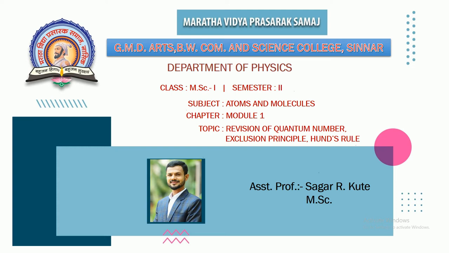In this lecture we will discuss module 1: revision of quantum numbers, the exclusion principle and Hund's rule. Now, revision of quantum numbers. To describe the complete quantum state of an electron in an atom, we use some parameters. The set of these parameters is called the quantum numbers.